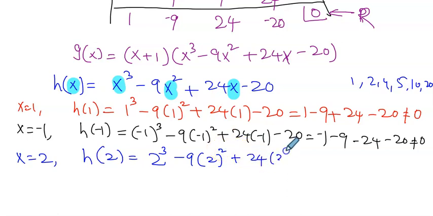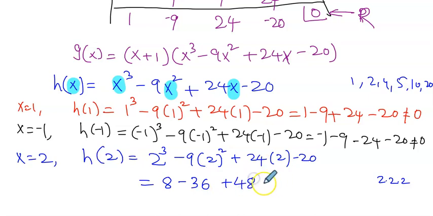Minus 9, 24 times 2 minus 20. This gives me 8. 2 cube is 8, right? 2 times 2 times 2. 8. Now 2 square is 4. 2 times 2 is 4. 4 times 9 is 36. 24 times 2, 48 minus 20. So my positives, 8 plus 48, 56. Minus 36 minus 20 is also 56 with a negative sign.